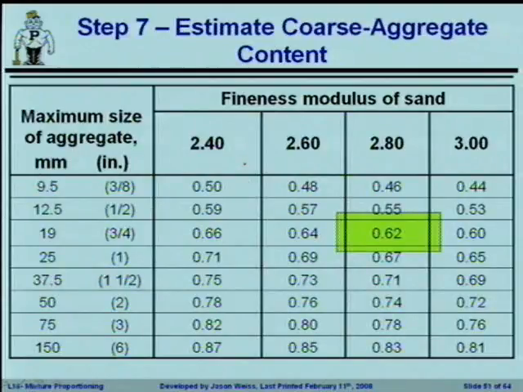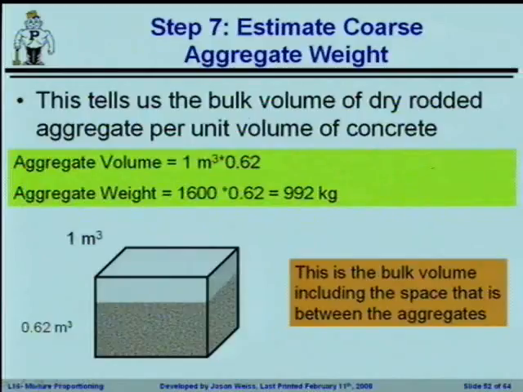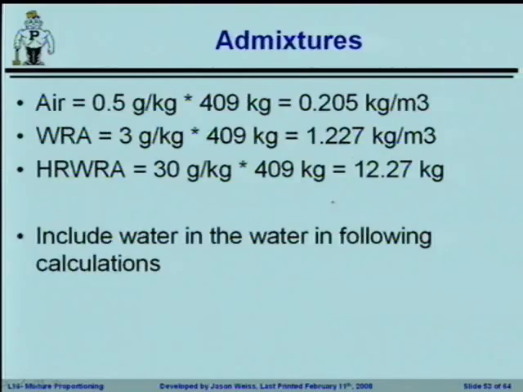Again, we can go down the list, use our fineness modulus, estimate our bulk volumes, calculate out the volume of cement, 992 kilograms. We can make our adjustments for our admixtures. Again, we've got our air, our water reducer, our high range. We can make all of these adjustments. And then we would include the water of each of these in the following calculations like we had talked about a little bit earlier, where we would figure out the water that's in each one of these admixtures, and we'd go ahead and we'd use this.